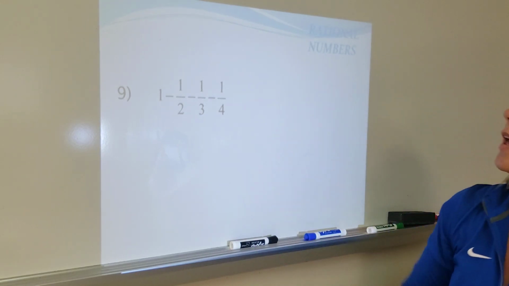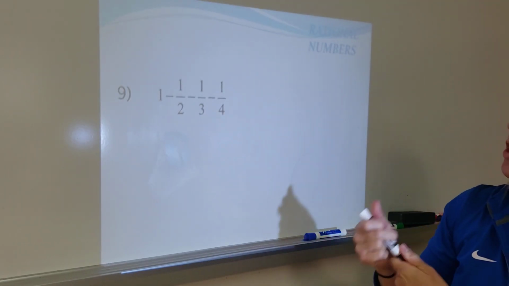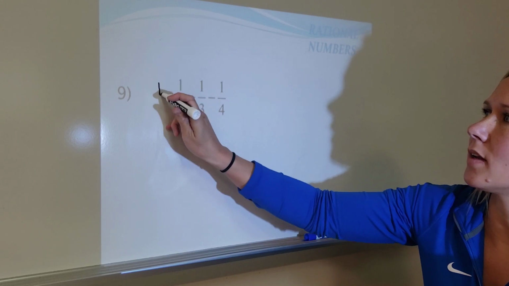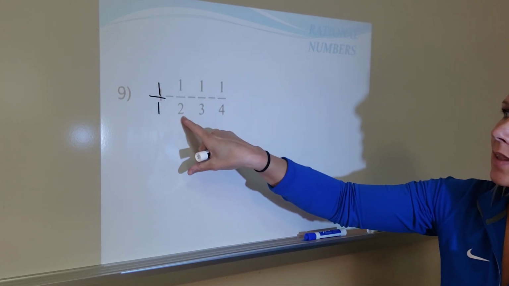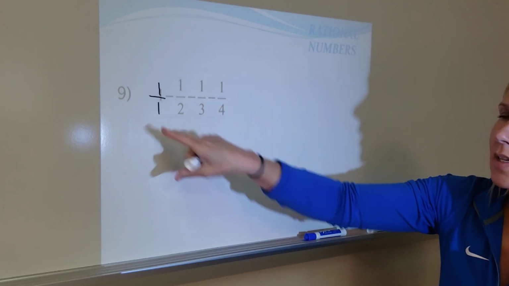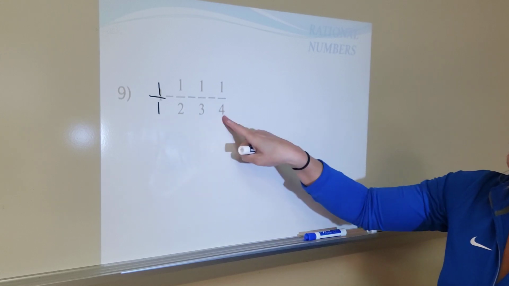Let's try it. Because I'm subtracting, I need to have common denominators. I'm going to start off by writing the number 1 as a fraction, 1/1. Now I need a least common multiple of all of these numbers. Well, that would be 12. So let's change them all to 12ths.